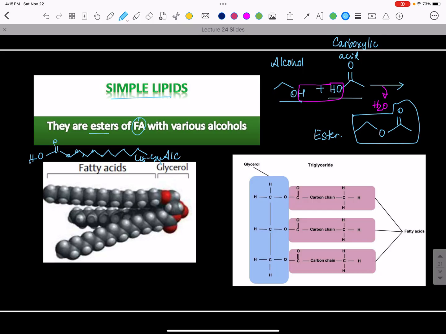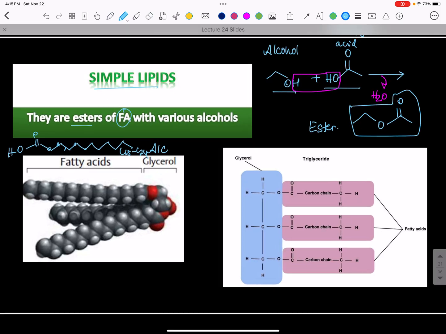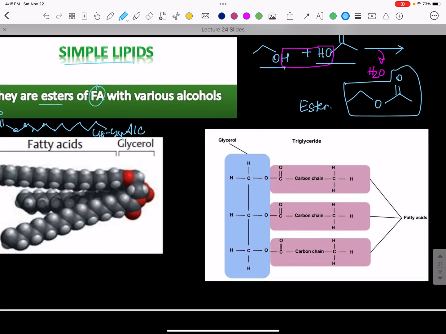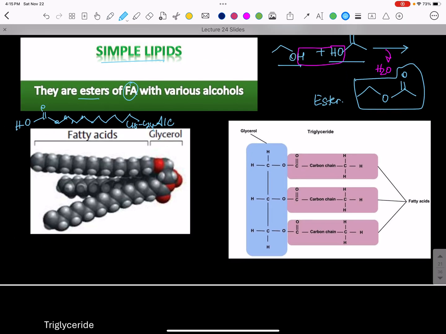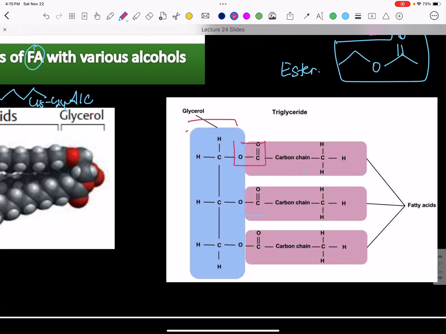So the glycerol is an alcohol in the sense it's a triol. Glycerol has three hydroxyl groups, which is why you can have three fatty acids forming those ester linkages. So you can see this is the glycerol backbone right here in the blue. And when it is condensed with the fatty acids, each of the fatty acids can connect with the OH groups on the glycerol, and thereby you have three fatty acids connected to one glycerol. And this is how it looks like.